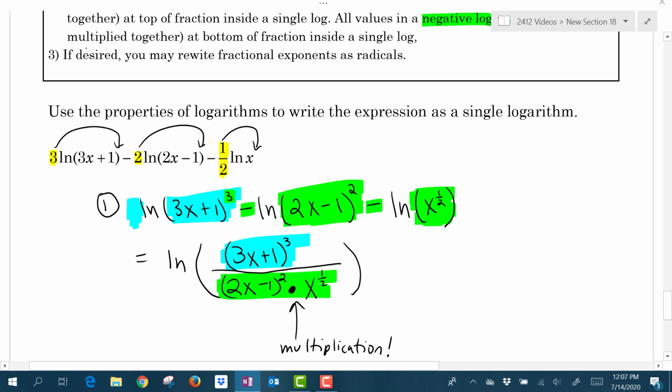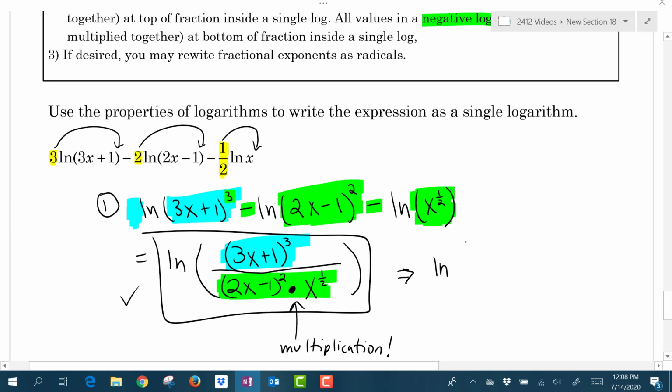Alright, the last thing is an optional step. I do not require it, but you could take any fractional exponents and then convert them back to radicals. So that's optional. If you stopped right here, I am happy with that. I am fine. If you choose to go further, then that is fine as well. Both would be 100% correct.